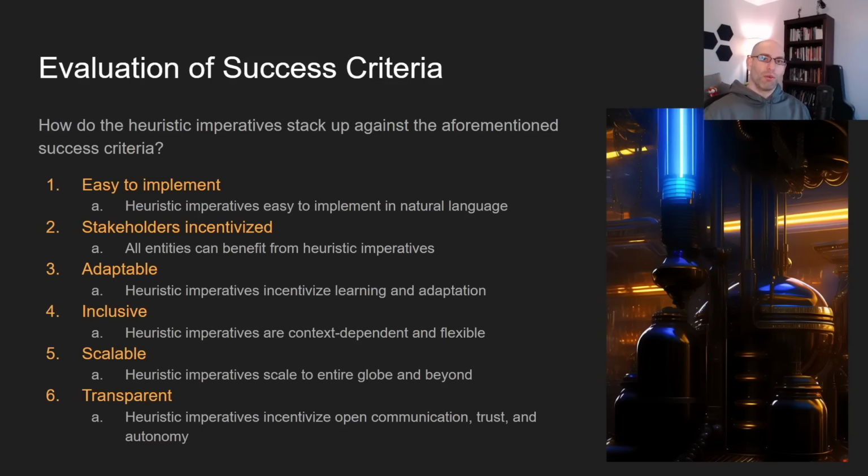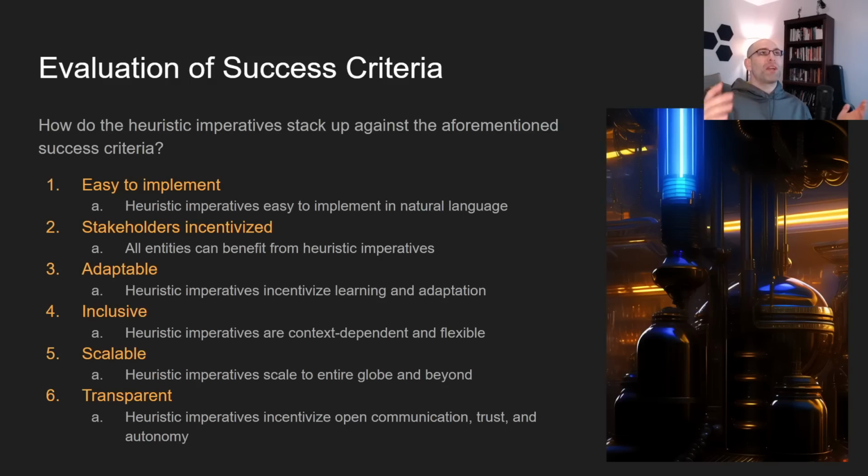So it's really interesting to watch that work unfold. Number 2, the stakeholders are all incentivized to use the heuristic imperatives, because just imagining a state where you have less suffering, more prosperity, and more understanding is beneficial. Now, above and beyond that, all stakeholders are incentivized to use the heuristic imperatives because then you have a level playing field where you know that everyone is abiding by the same rules, right?